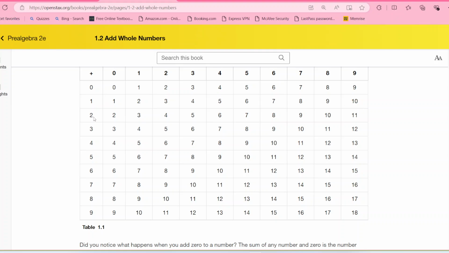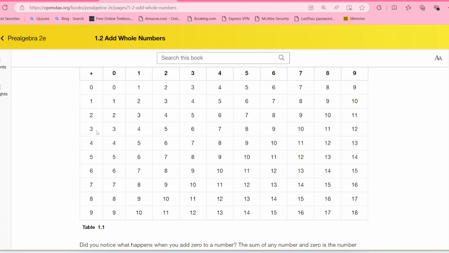Now to the 2 row. 2 plus 0 is 2. 2 plus 1 is 3. 2 plus 2 is 4. 2 plus 3 is 5. 2 plus 4 is 6. 2 plus 5 is 7. 2 plus 6 is 8. 2 plus 7 is 9. 2 plus 8 is 10. And 2 plus 9 is 11.